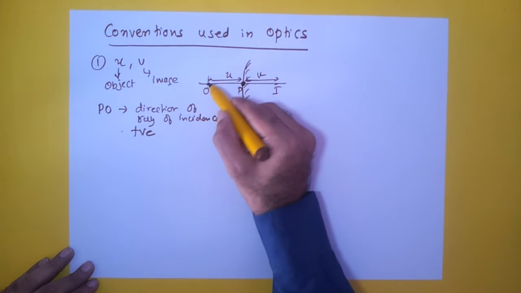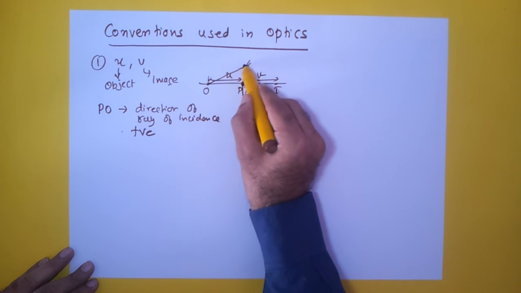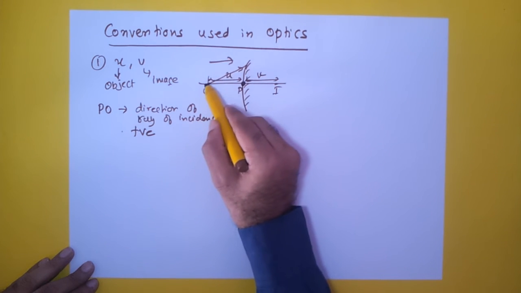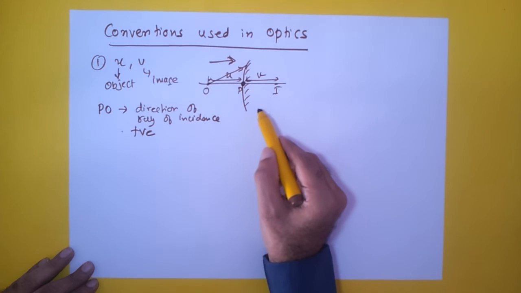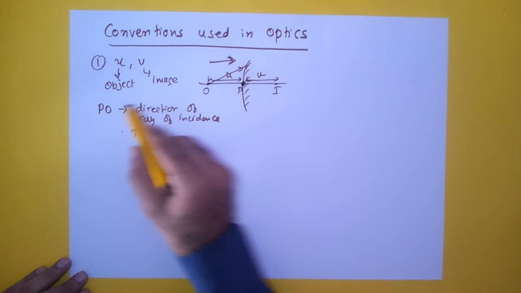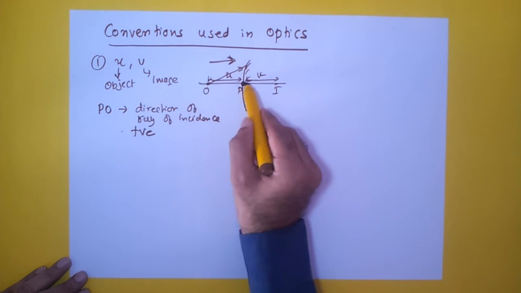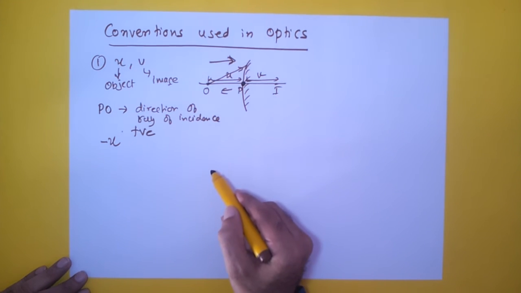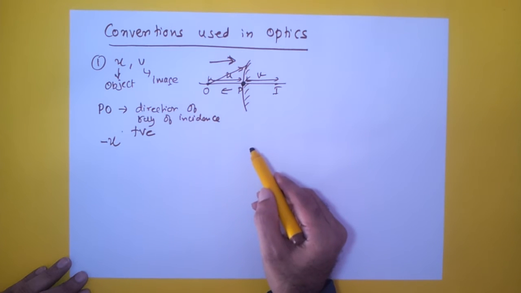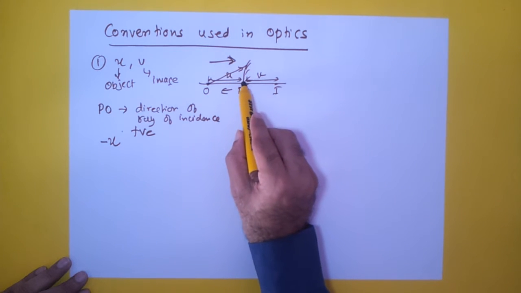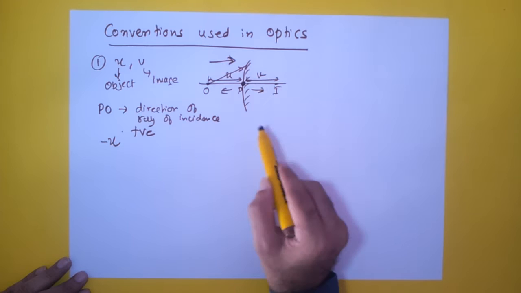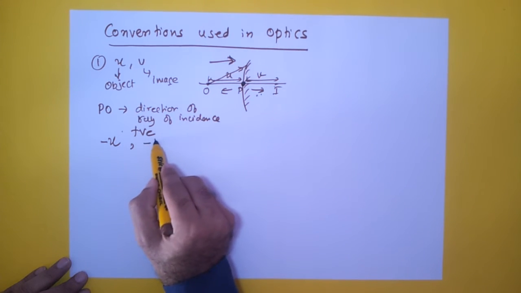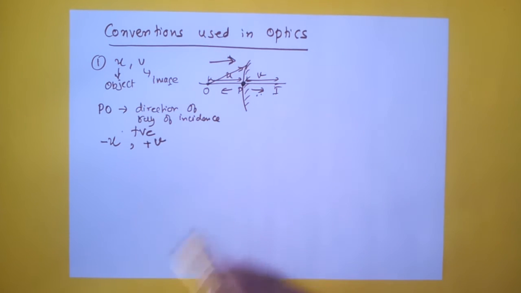So in this case, for example, this is the object, so a ray will go and be incident like this. Now this is the direction of the incident ray, as you can see, that ray is going from here to here. What is the direction of the distance of object? We have to start from P and go towards the object. So we're going in this direction. So in this case, I will have U with a minus sign because it is negative. What about distance of image? I have to start from P and go towards the image. So I'm going in this direction. And as I can see, these directions are same. So I will have plus V. So this is the convention we'll use.